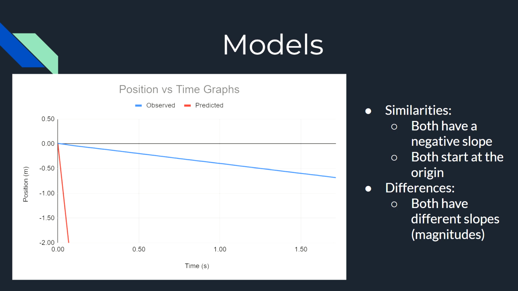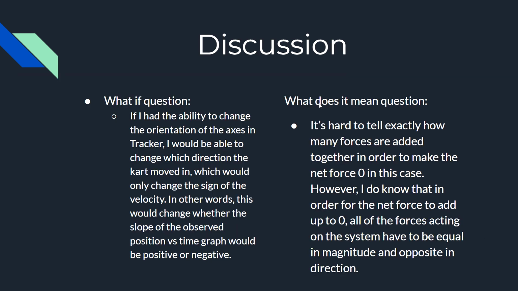And now to answer the two discussion questions. For the first question, I said that if I had the ability to change the orientation of the axes in Tracker, I would be able to change which direction the cart moved in, which would only change the sign of the velocity. In other words, this would change whether the slope of the observed position versus time graph would be positive or negative. In the next question, it's hard to tell exactly how many forces are added together to make the net force in this case. However, I do know that for the net force to add up to zero, all the forces acting on the system have to be equal in magnitude and opposite in direction.